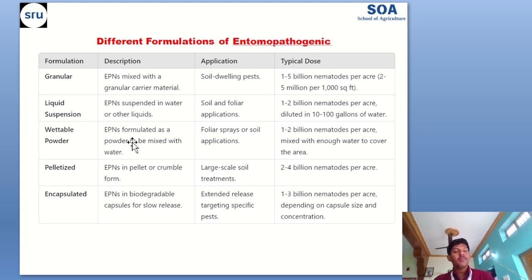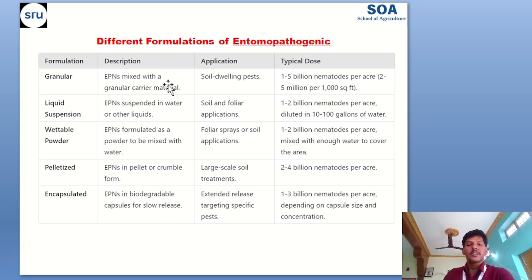In wettable powder form, EPNs are formulated as a powder. It is to be mixed with water. In pellet form, EPNs are produced in pellet or crumble form. In encapsulated form, EPNs are developed into a biodegradable capsule for slow release of the nematodes.